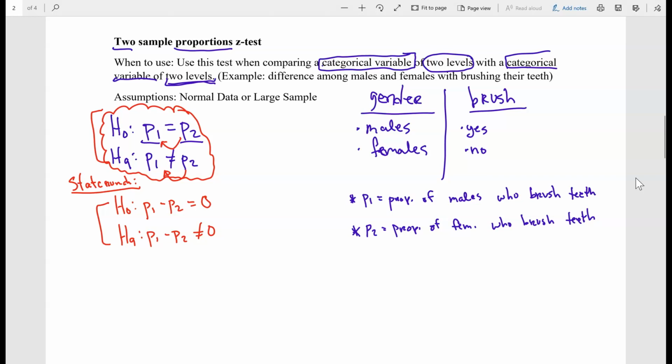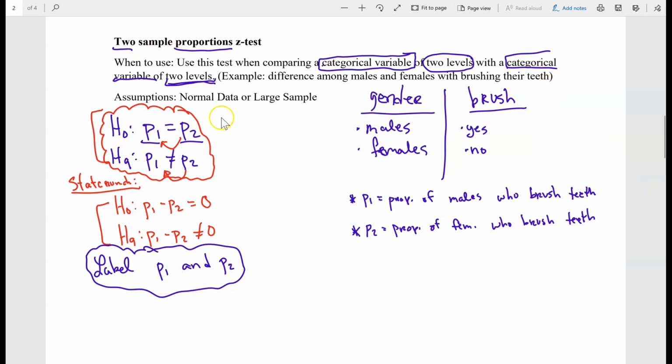So one thing to really make sure for your project is to label P1 and P2. So tell me what P1 and P2 are. If you don't tell me what P1 and P2 are, then you will get docked points. So make sure that you let me know P1 is the proportion of males who do this, and P2 is going to be the proportion of females who do this. Okay? So let's go to our data.